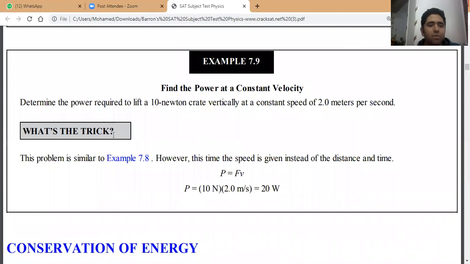Okay, determine the power required to lift a 10 Newton crate vertically at a constant speed of 2 meters per second. This one's easy. Just multiply the force by the velocity immediately right away.